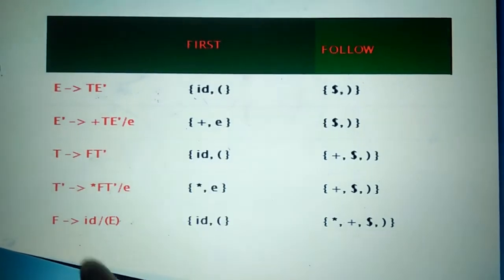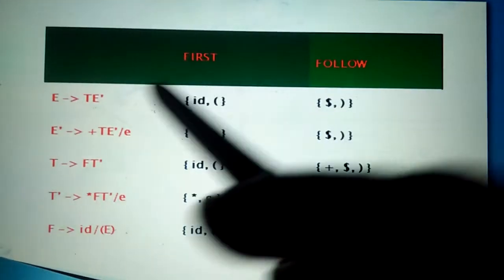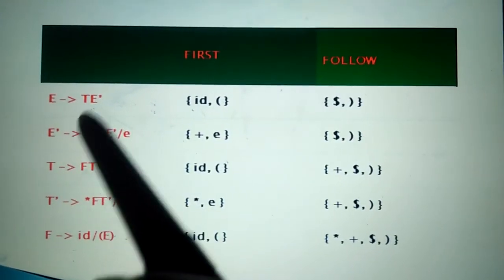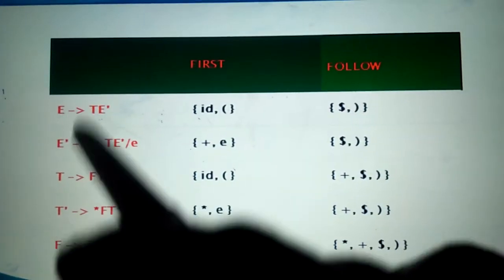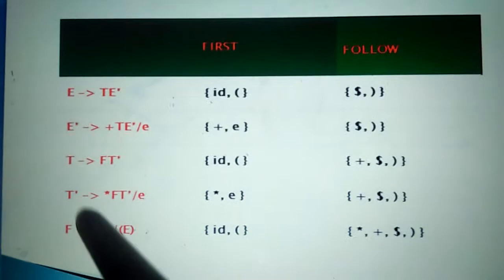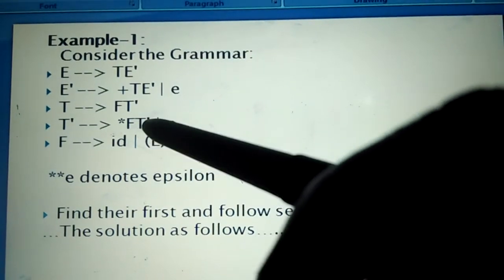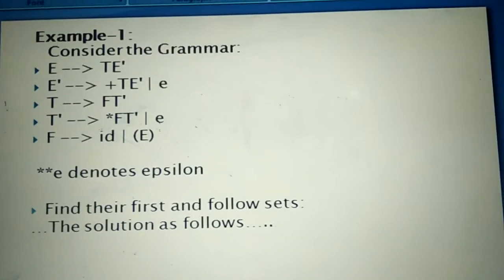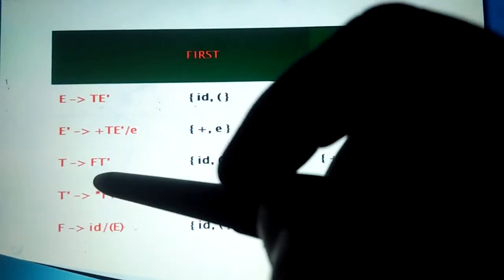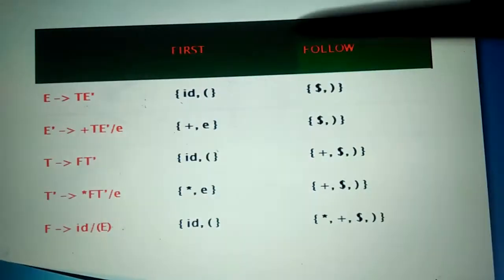So let us look into, first let us take them into rows and columns. In the column head we have the first set and the follow set, and in the rows we are indicating the productions. As I said, in the same example, how many productions did we have? 1, 2, 3, 4, 5 productions, including the epsilons, 6, 7. So we had 5 productions, and we have epsilon here and also here.